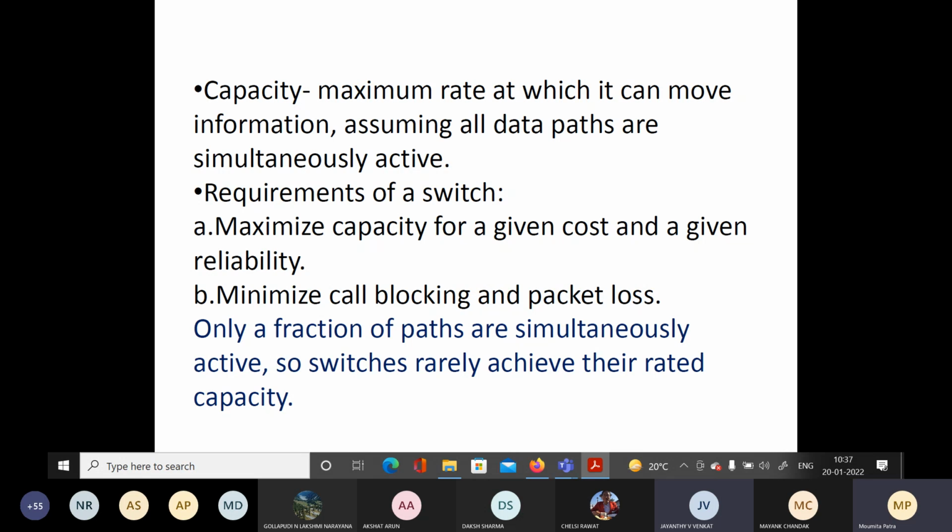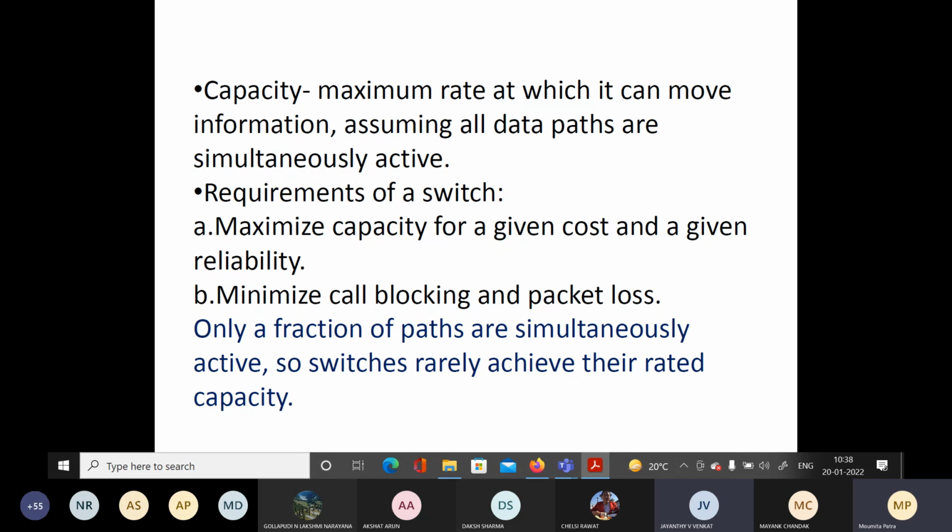Next, another example is that suppose three people are trying to call B at the same time. In that case, what would happen? Only one would get the chance, and the other two will wait or be blocked for some amount of time. So that is also a form of call blocking. Just imagine this kind of situation.